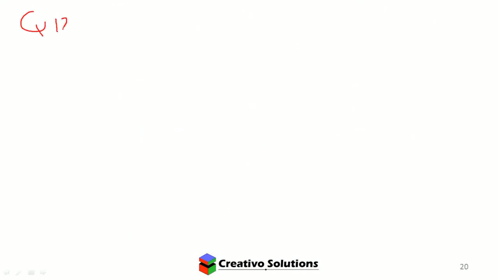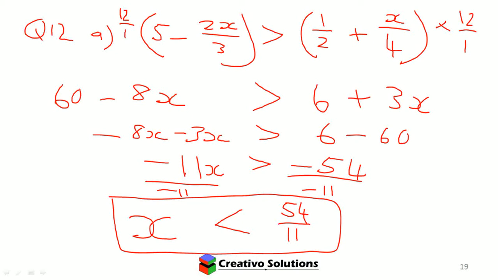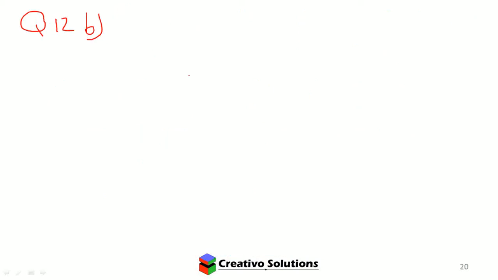Question 12b says, list the positive integers which satisfy the inequality. So now we've got the same inequality, but we're looking at the positive integers. So we need to go back and look at this. x less than 54 over 11.